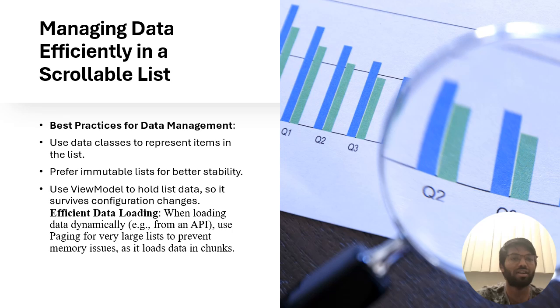Managing data efficiently in a scrollable list. Best practices for data management: use data classes to represent items, and prefer immutable lists for better stability. Use a ViewModel to hold list data so that it survives configuration changes. Efficient data loading: when loading data dynamically, use paging for very large lists to prevent memory issues.